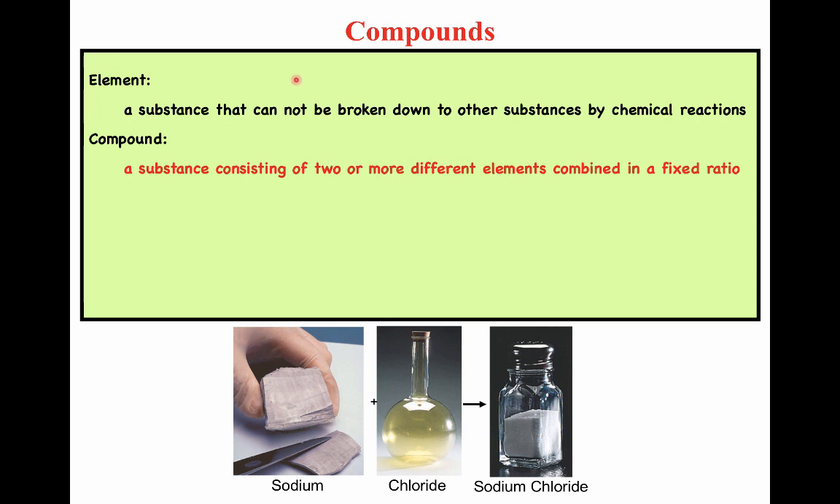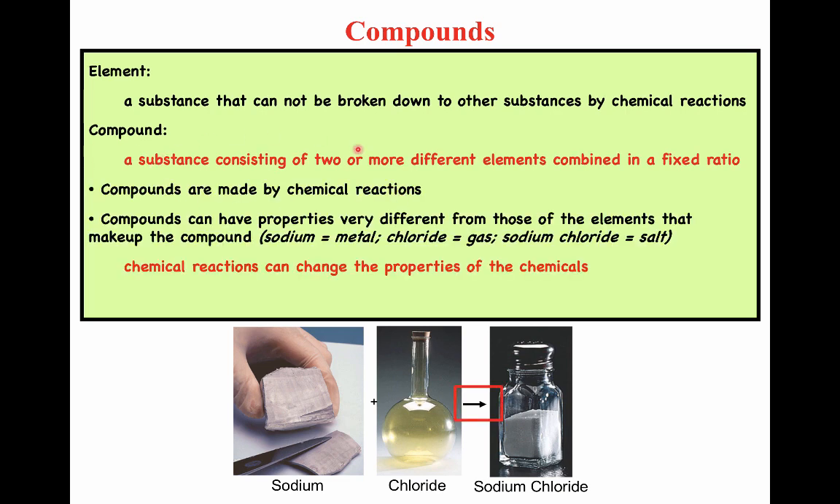So again, elements are substances that can't be broken down further by chemical reactions. Compounds are when 2 or more different elements are combined in a fixed ratio. And so they're combined through chemical reactions. And compounds can be changed, and their properties can be changed by chemical reactions.